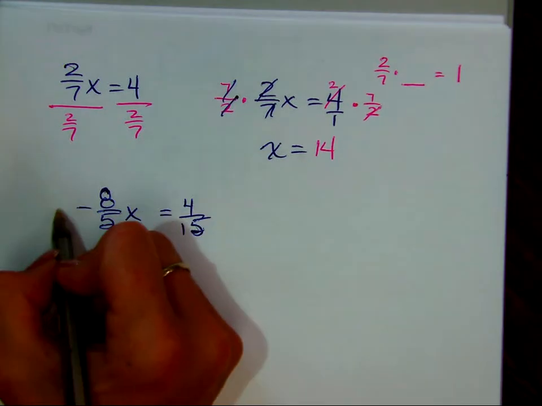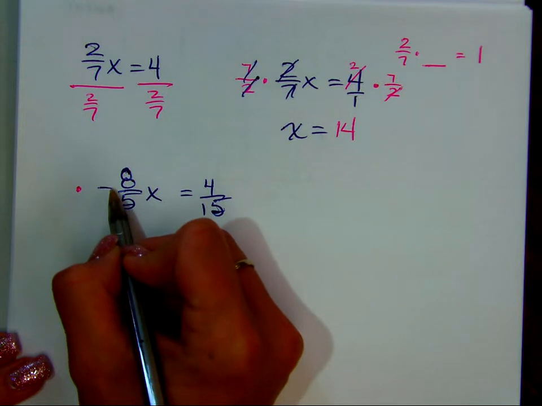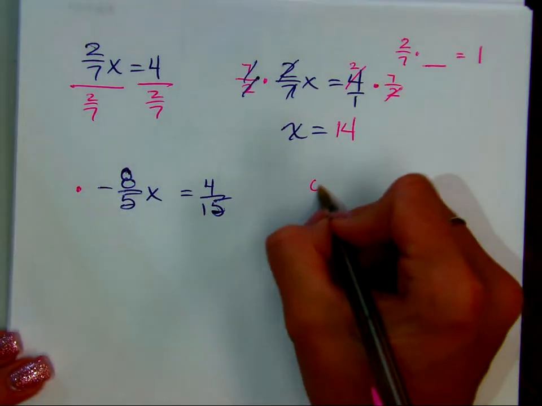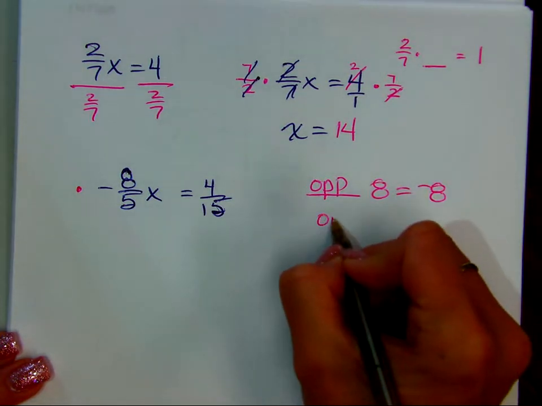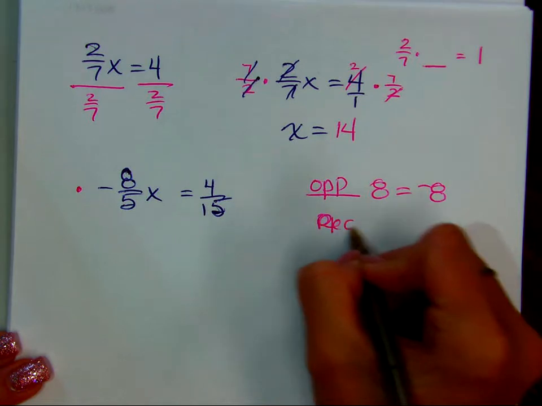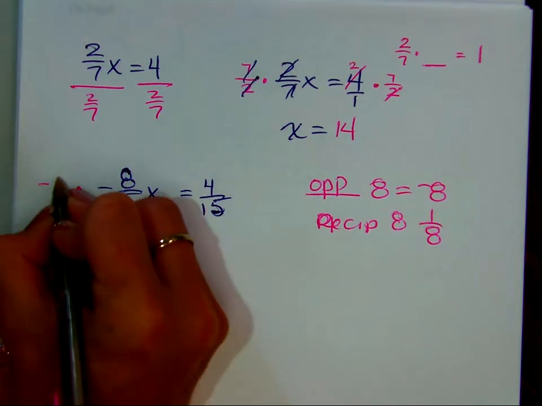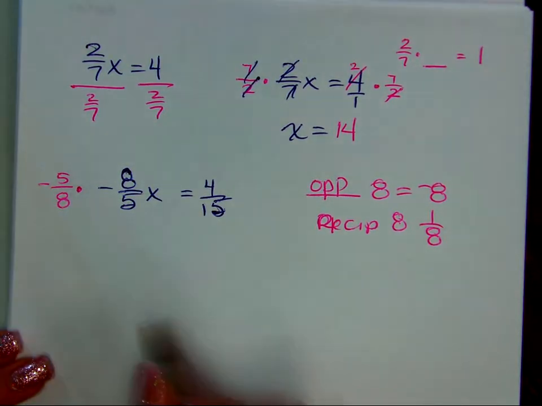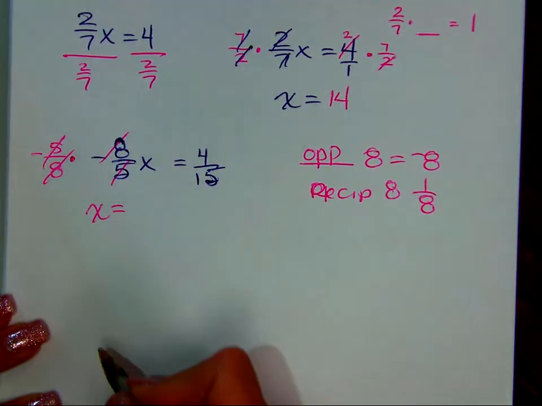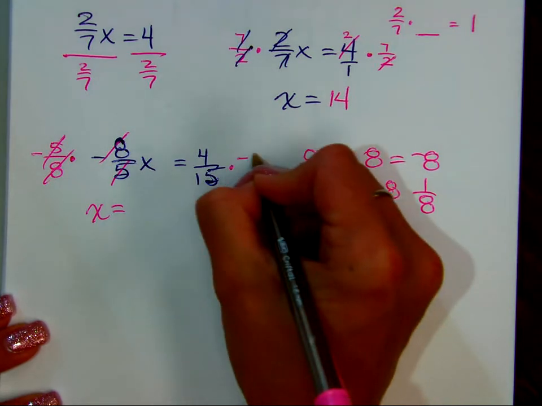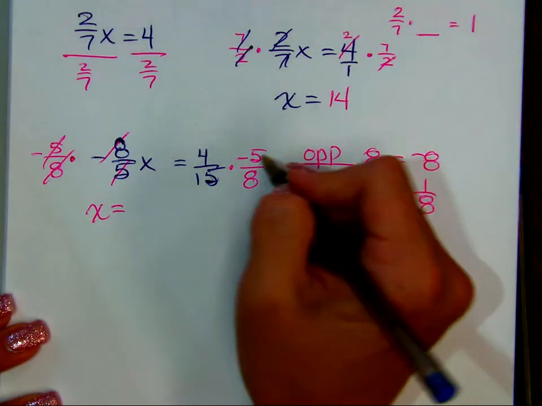Okay, let's look at this other one: negative 8/5 x equals 4/15. Instead of having a whole number, I have a fraction here. So you are still going to multiply by the reciprocal. When you take the reciprocal of a number, you don't take the opposite of it. Opposites and reciprocals are different. The opposite of 8 is -8. The reciprocal of 8 is 1/8. So if I need to just flip this, I need to keep it negative, because I need the negative to cancel as well.